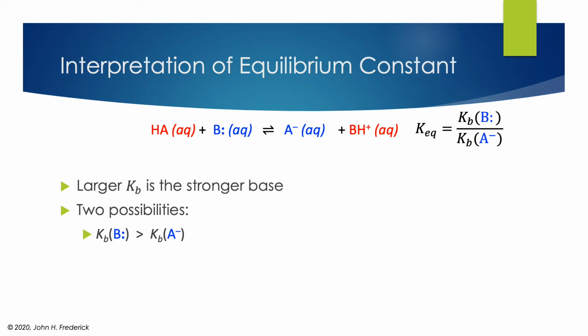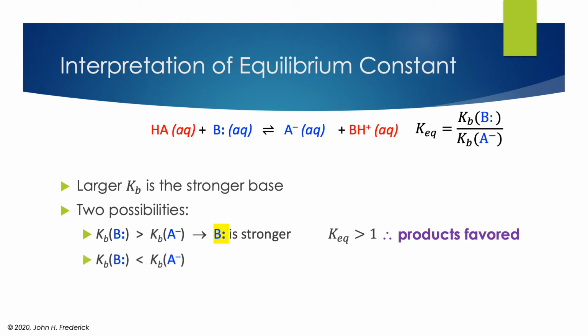Now, the first possibility is that the Kb of B is greater than the Kb of A minus. Now B happens to be a strong base in this case. It's stronger than A minus, but it also happens to be in the numerator of our expression for Keq. So if it's bigger than Kb of A minus, that means the equilibrium constant's got to be greater than 1. And when the equilibrium constant is greater than 1, it favors the right-hand side of the equation, which means products will be favored in this case. So we should expect to see the proton end up with B, not with A.